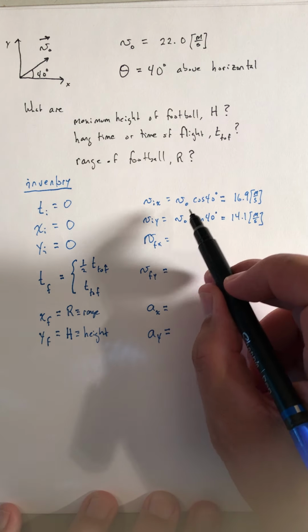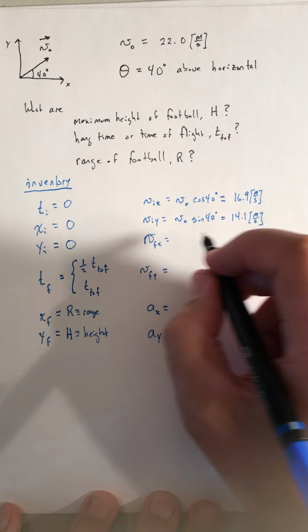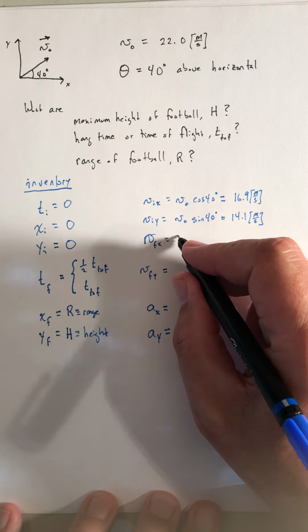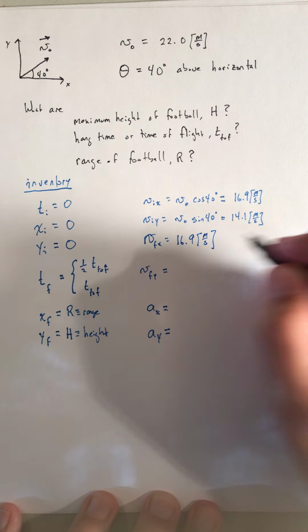V final x is the same as V initial x. There's no forces acting left or right, so that stays the same all the way up to the point that it reaches the ground.